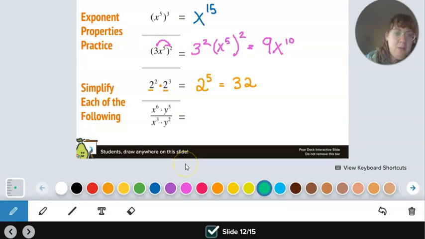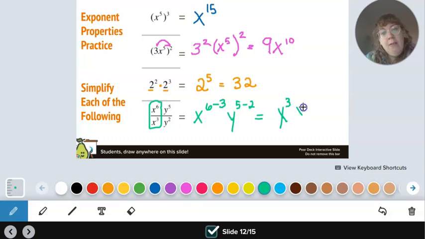Last one on this slide, x to the 6th times y to the 5th divided by x cubed times y squared. So we want to look at our bases that are the same. These are being divided, so we're going to subtract the exponents. So we have x to the 6 minus 3 times y to the 5 minus 2. 6 minus 3 gets us an x cubed. 5 minus 2 gets us a y cubed. So this is just x cubed, y cubed.